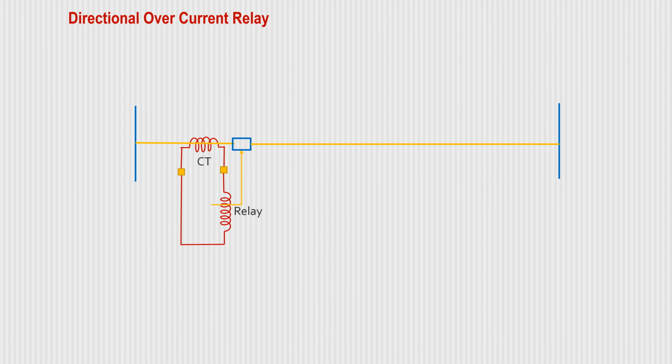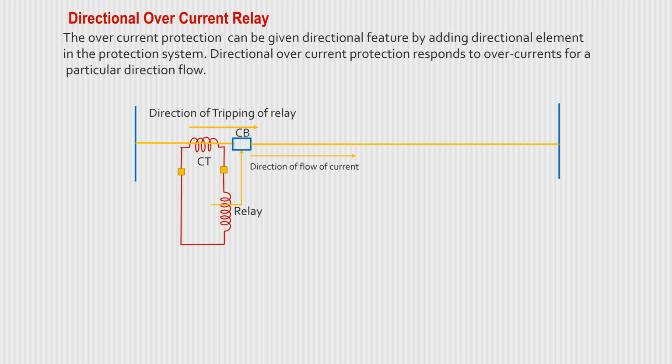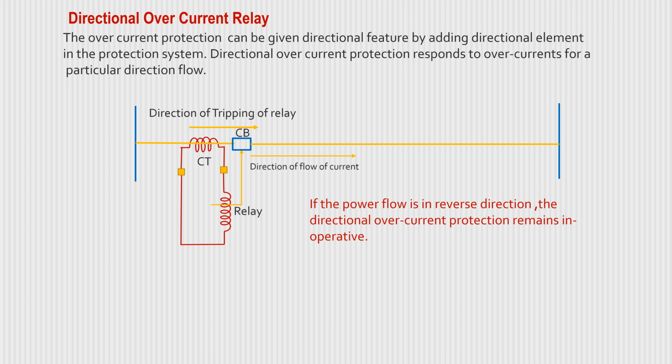Directional overcurrent relay. Overcurrent protection can be given a directional feature by adding a directional element in the protection system. Directional overcurrent protection responds to overcurrents for a particular direction of flow. If the power flows in the reverse direction, the directional overcurrent protection remains inoperative.